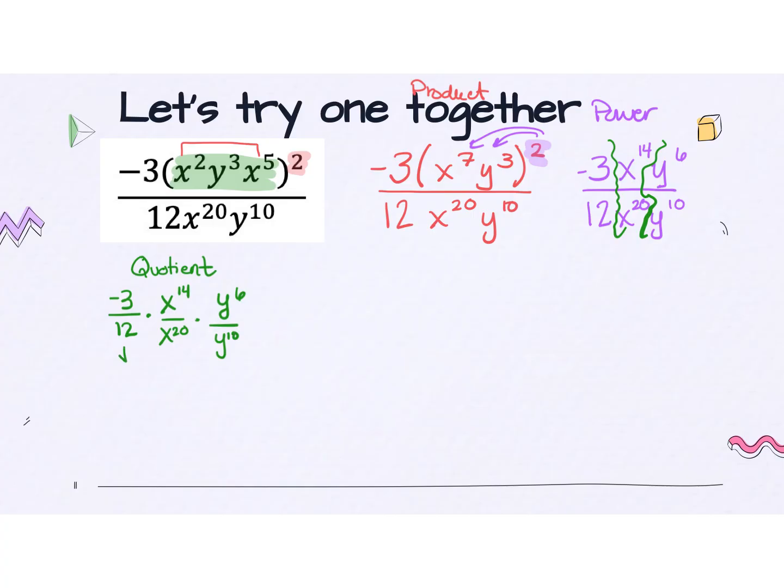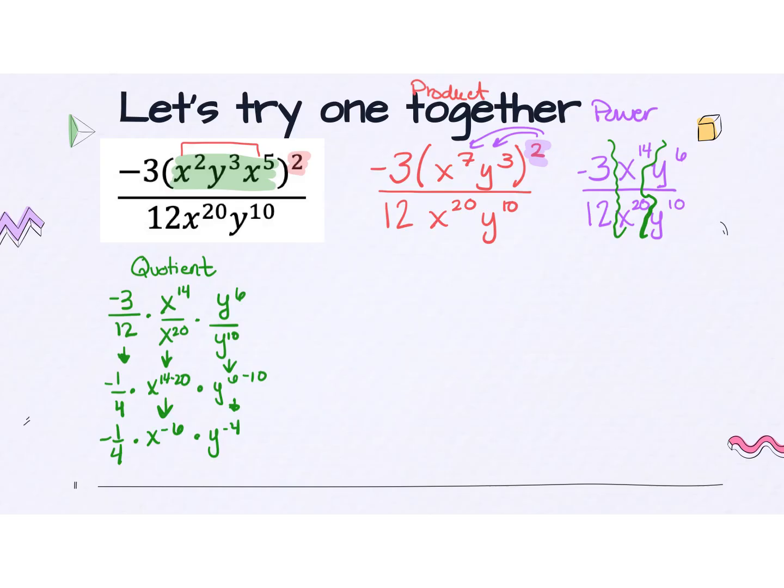Okay, I'm going to go down. This is going to become negative 1/4. I'm going to go down again. I have x to the power of 14 minus 20. I'm going to keep going. This is going to be x to the power of negative 6, which we know is going to be a problem. I'm going to keep going. I have y to the power of 6 minus 10. Keep going down. I have y to the power of negative 4. So I have applied my quotient rule.